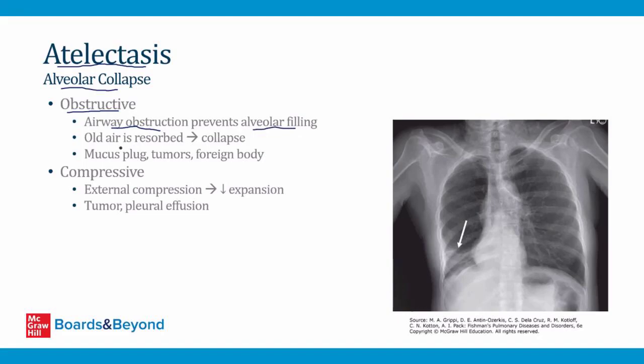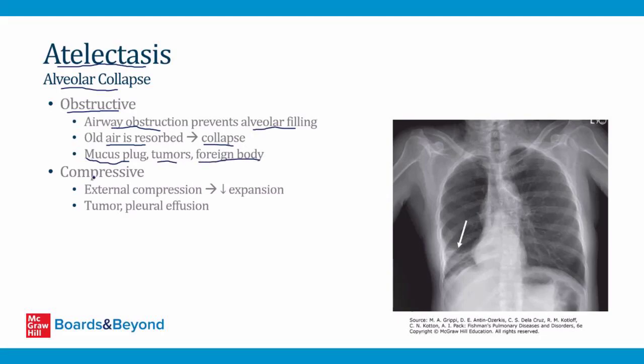When the alveoli cannot fill, the old air that's inside them from when they were able to fill will eventually be resorbed, and then the lung tissue in that area will collapse. And there are a number of reasons this can happen in various clinical situations. In patients who have pneumonia, they can have a mucus plug that obstructs the filling of air in a portion of the lung. That leads to collapse or atelectasis. Tumors can do this. Foreign bodies can also do this.